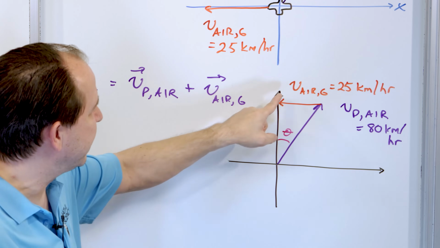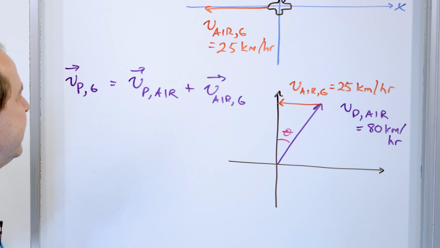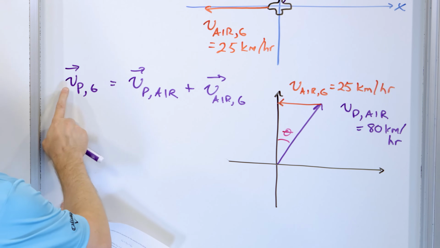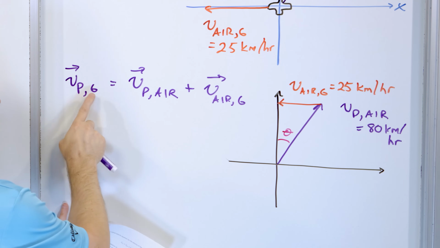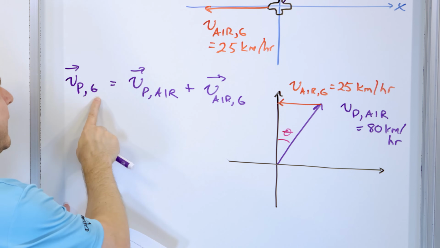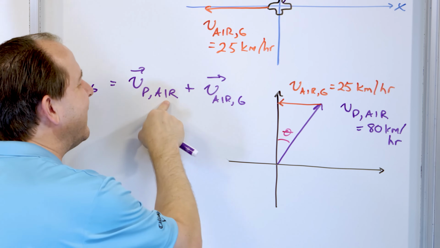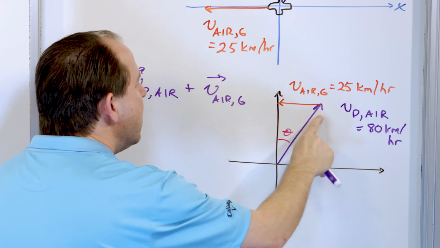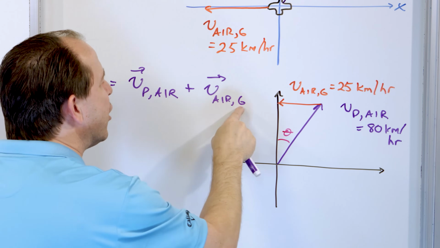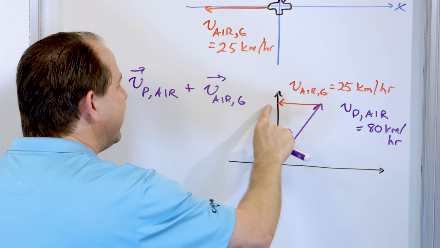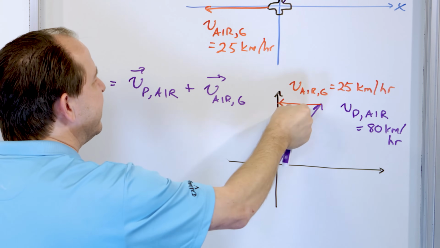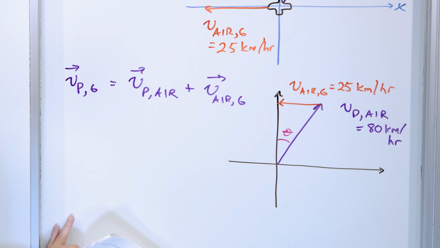So we moved it up here so we can visualize it in terms of a triangle here. What this is saying is the velocity of the plane, the vector velocity of the plane across the ground with respect to the ground, is equal to the velocity of the plane with respect to the air, this vector, plus the velocity of the air with respect to the ground, this one. So that means this black vector is equal to this vector plus this vector. That's what this is saying, okay?